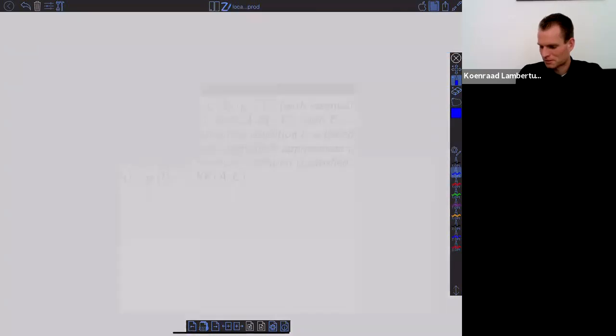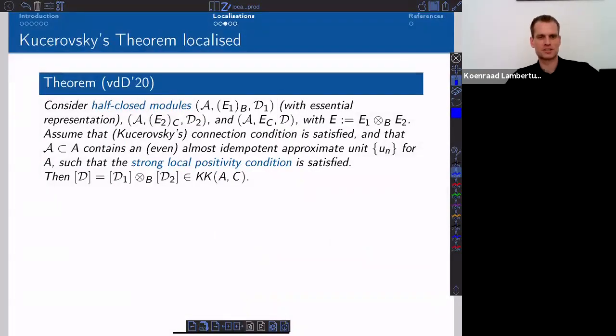Okay. So then, with this condition, we can formulate a version of Kucerovsky's theorem. We are no longer restricted to the self-adjoint case, but we can consider half-closed modules. We assume the same connection condition as in Kucerovsky's theorem, which works in the same way as in the self-adjoint case. The difference is that we now consider the existence of this approximate unit, and we require that the strong local positivity condition is satisfied. With these conditions, we can again prove the same statement as Kucerovsky did: this operator D indeed represents the Kasparov product of D1 and D2.